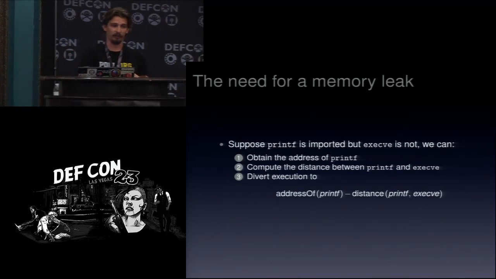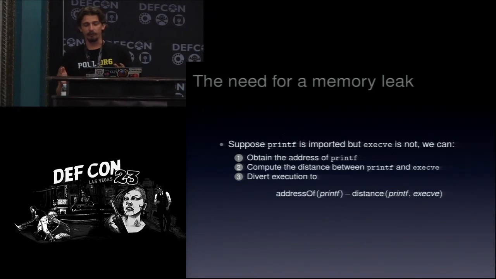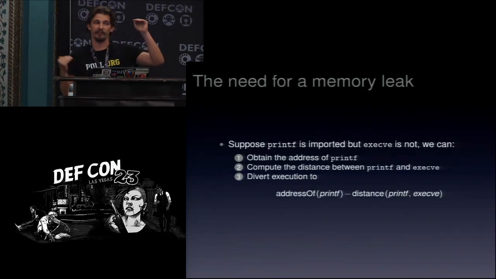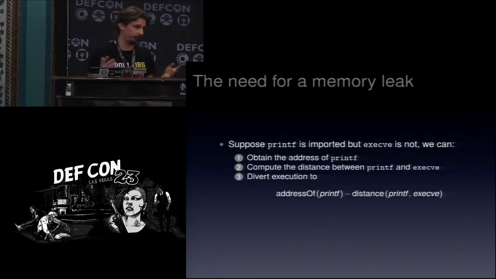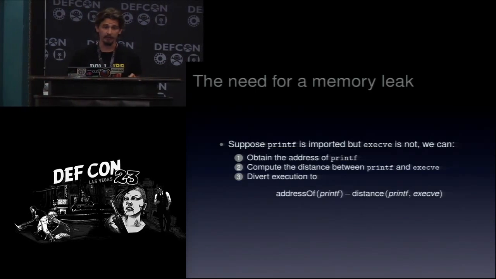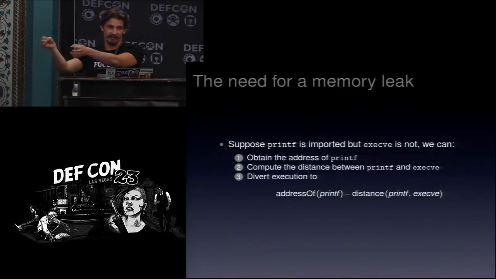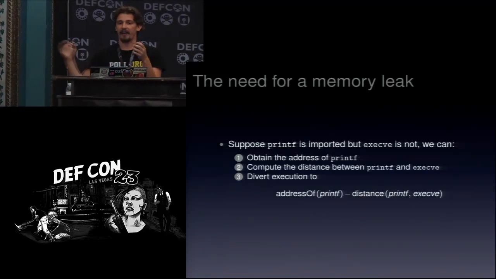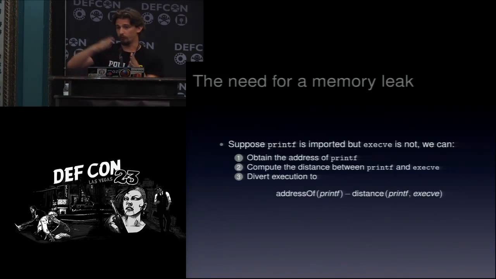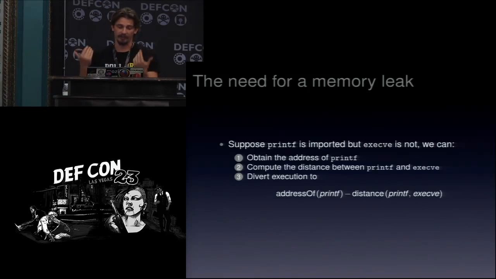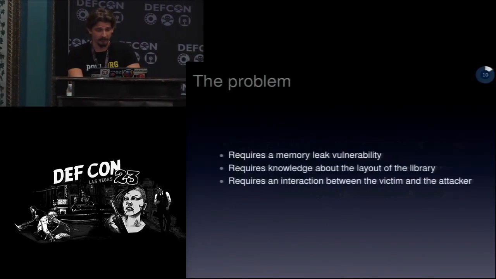Then, if we have a copy of the C standard library, if you're targeting the C standard library, let's compute the distance between the printf function and another function we want to execute to perform our malicious operations, typically system or execv. We compute this distance, and then if we are able to get from our target the address of printf, we can add the distance to reach execv, and then we know the address of execv, and we can call execv and perform our attack.